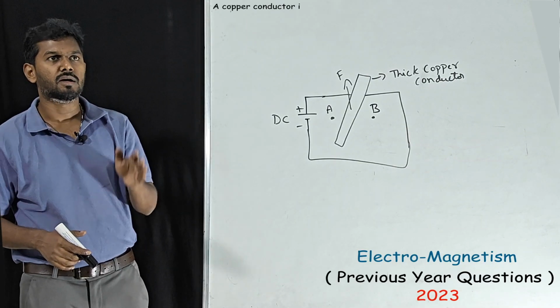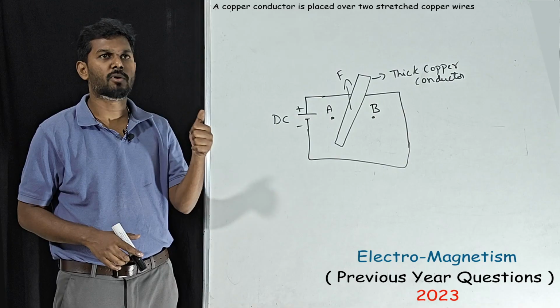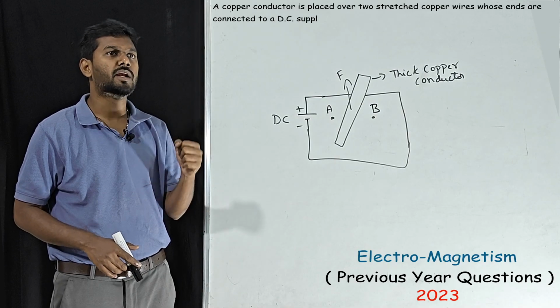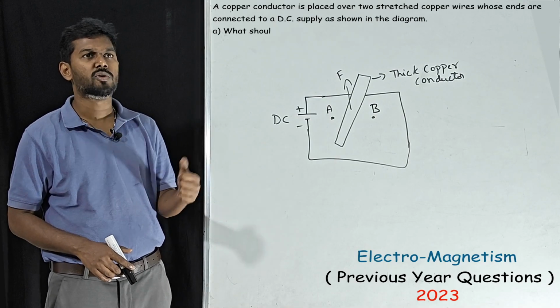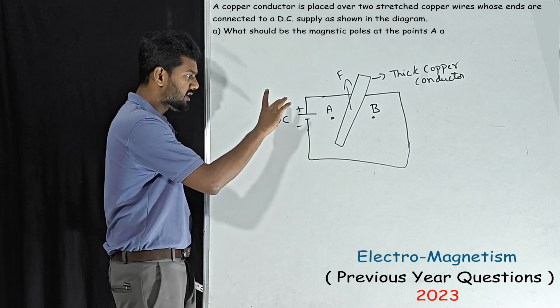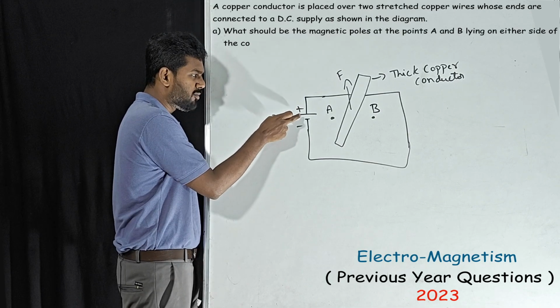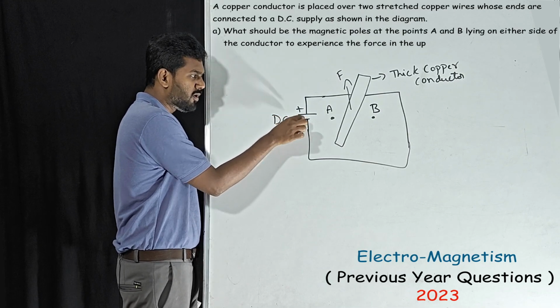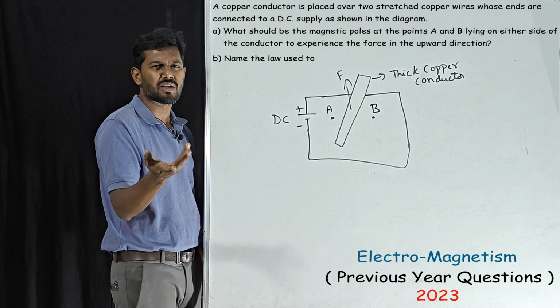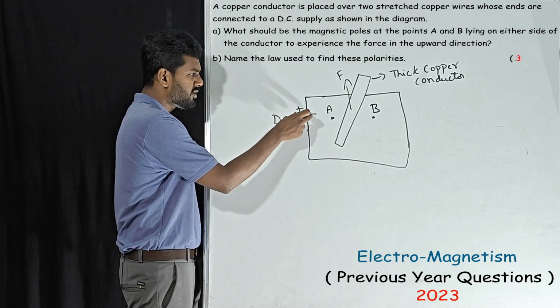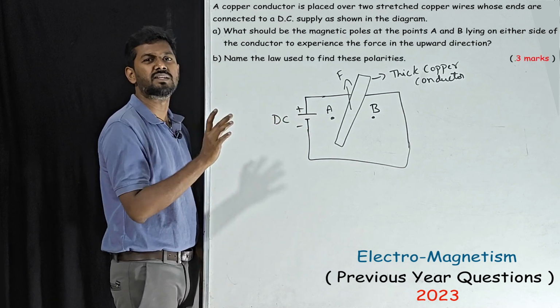A copper conductor is placed over two stretched copper wires whose ends are connected to a DC supply as shown in the diagram. Very simple. Listen, there is a DC source. Whenever they talk about a cell, this is the cell. If you add one more cell, it becomes a battery, correct? That's the basic of 9th standard. So whenever you have a cell or battery, it is always a DC source.